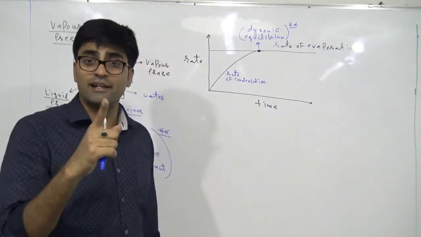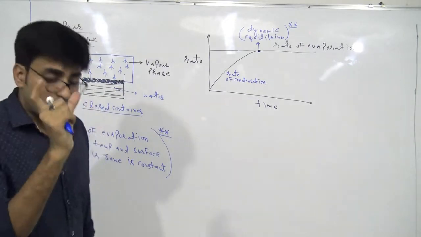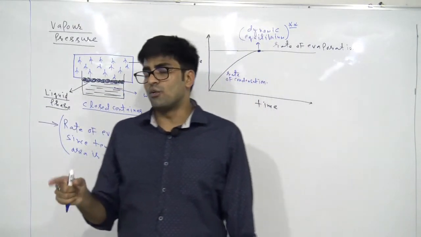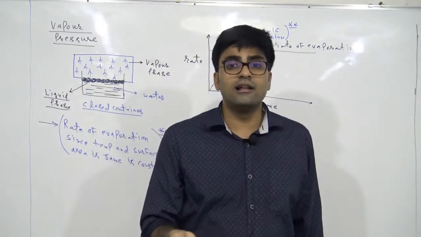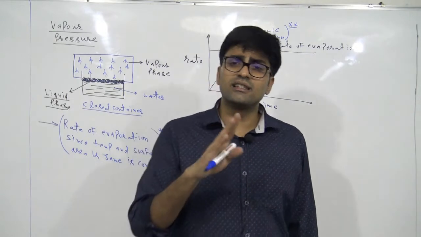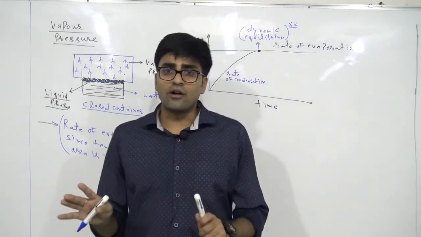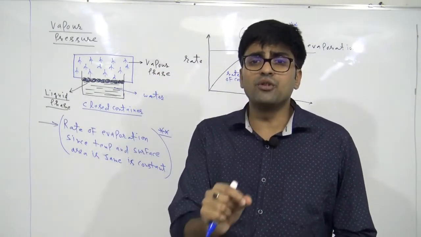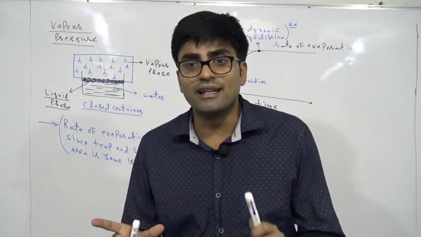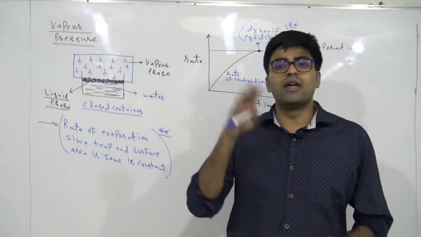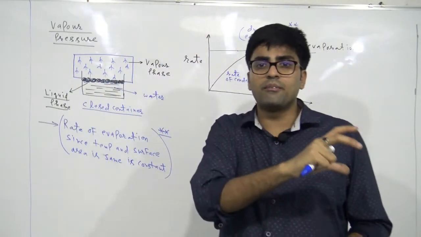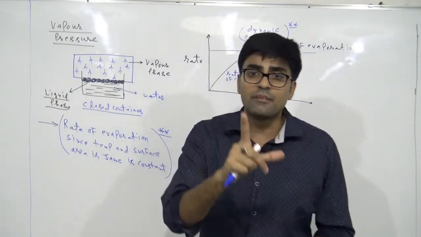I hope the point is clear to you regarding the vapor pressure. If I ask a student to define vapor pressure, they usually say the pressure exerted by the vapors on the surface of liquid is called vapor pressure. This is the wrong definition, because you have to mention the equilibrium condition. When equilibrium is set up, the pressure exerted by the vapors left in the vapor phase on the surface of the liquid is vapor pressure, right?